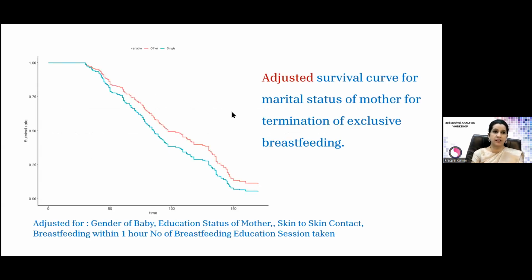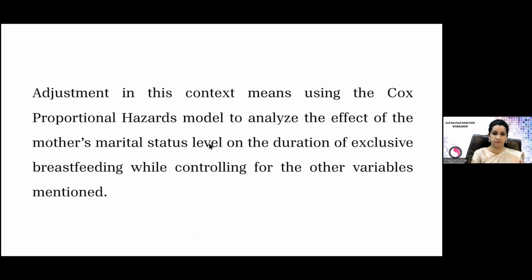So you can see that this is the adjusted survival curve for marital status of mother for termination of breastfeeding. And here it is adjusted for gender of the baby, educational status of the mother, skin to skin contact, breastfeeding within 1 hour, and the education session taken. So this is the adjusted. We'll show how to do that. And you can see here that again, the single mothers have a poor survival, and the other category has a better survival.